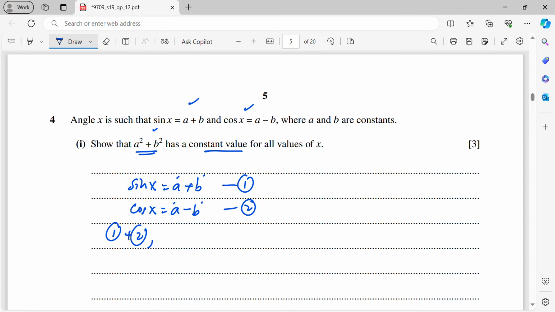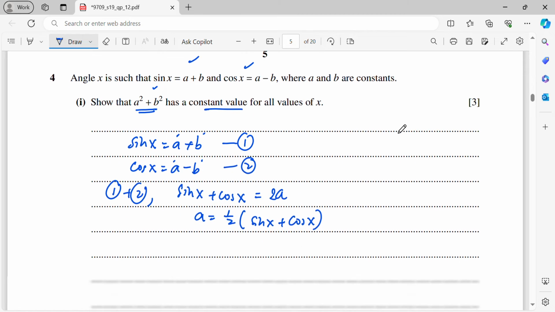So when I add up two equations, basically the left side will be sine x plus cos x. Then on the right hand side, a plus a is 2a. Then the plus b plus minus b will be 0. Then from here I get my a equals half of sine x plus cos x. Okay, so I have found the a.